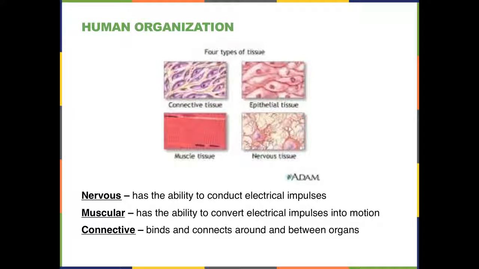The connective tissue, shown in the upper left, binds and connects around and between various organs. And then lastly, the epithelial tissue forms the linings, internal and external linings, as well as the skin. So when we look at, say, the inside of the mouth, the inside of the esophagus, the inside of the stomach, the inside of the lungs, the inside of the blood vessels, all of these are lined with tissue known as epithelial tissue.